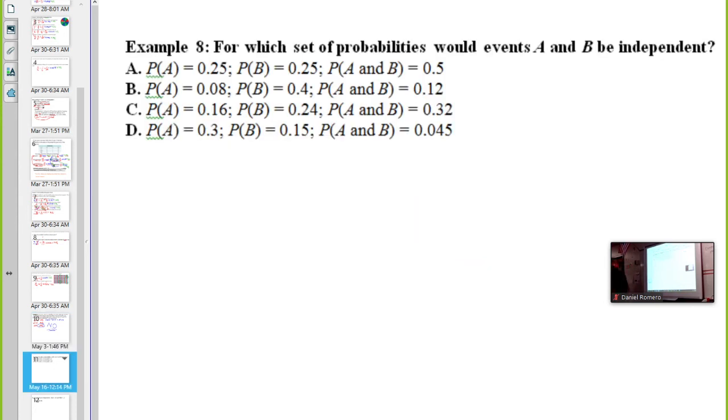For which set of probabilities would events A and B be independent? So here, I'll let you guys do this one. Notice how they're giving you each simple probability. They're giving you event A, event B, event A, event B, event A, event B, event A, event B. So if they were independent, what should be true? Not add up. If you multiply each simple one, that would give you the combined one. So go check and see which one of those multiplies to give you the compound probability.